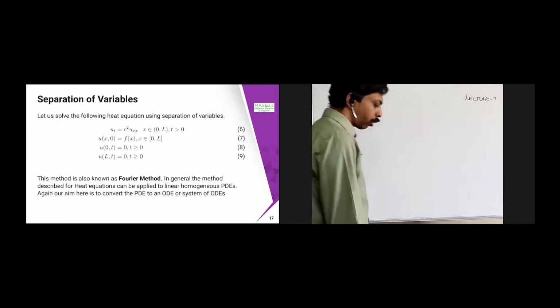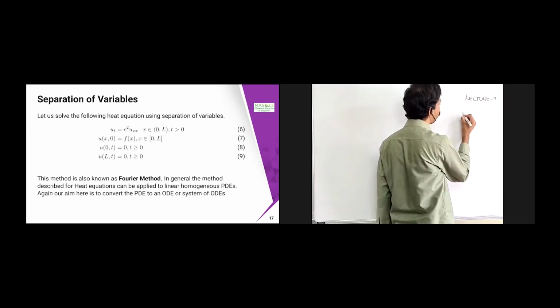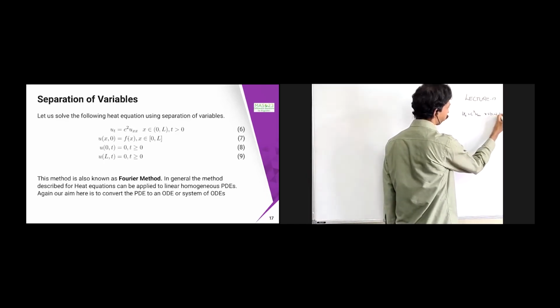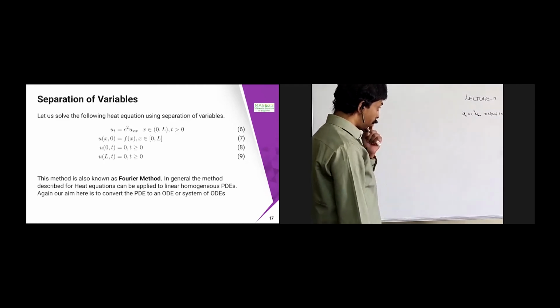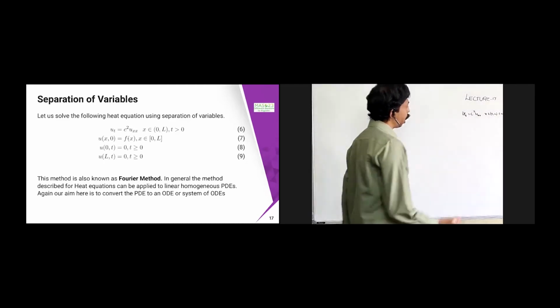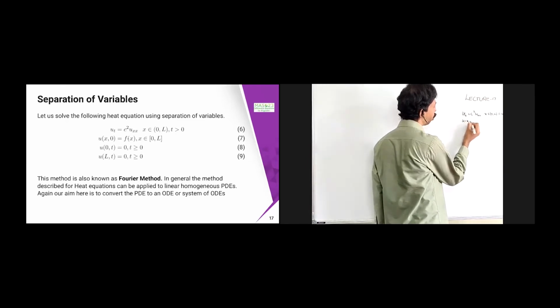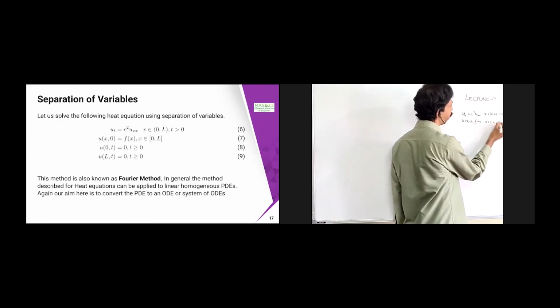What we are going to solve is this problem, the heat equation. Of course, we are going to solve all the other problems also. u_t equals c squared u_xx, where x belongs to (0, l) and t is greater than 0. I am going to consider this problem only. Then I have u of x comma 0 equal to f of x, where x belongs to the closed interval [0, l]. And then I have u of 0 comma t equal to 0.